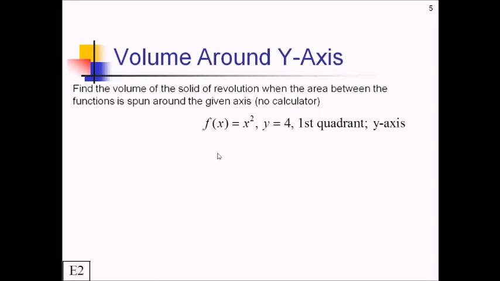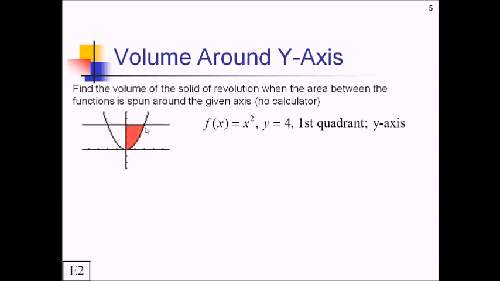For this next problem, we're going to step it up to find some volume. Specifically, we're going to take the area between x squared and 4 in the first quadrant and revolve that around the y-axis. This is a no calculator problem, so take a minute to graph out this situation. All right, so we have a parabola and y equals 4, and we've got just the first quadrant area. We're revolving that around the y-axis now.